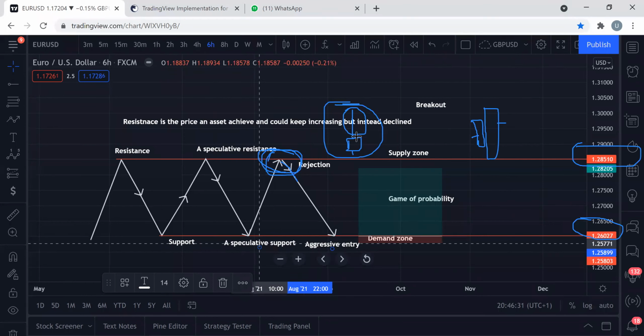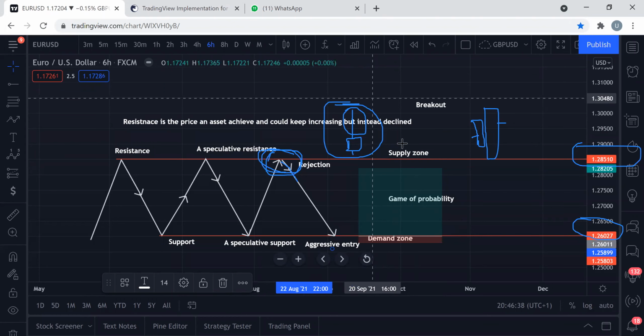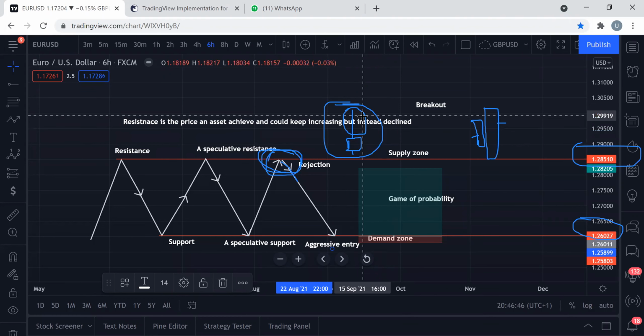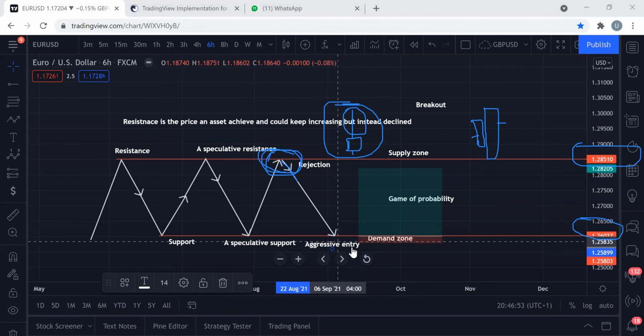Or you can wait for something like this. It will now form, inverted. It will be the real hammer. This wick will be here, and this shorter one will be at the top. So you'll be looking for that kind of candlestick here before you enter your trade. Do you understand? Before you enter your trade, immediately you see a reversal candle.